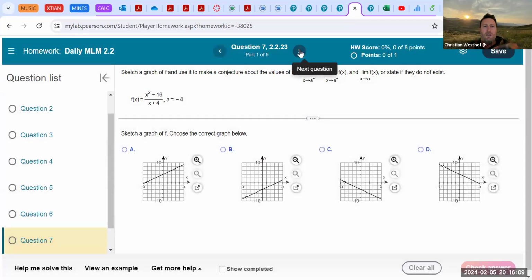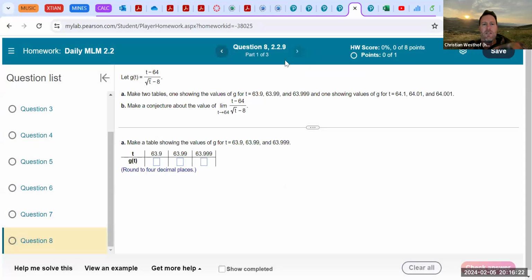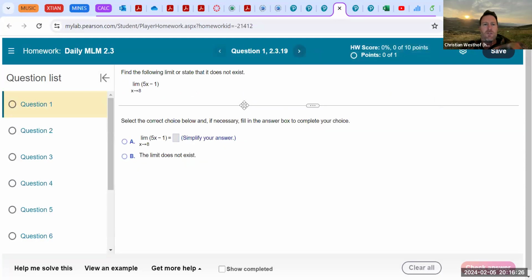Question 7, let's see, sketch a graph of f and use it to make a conjecture. You will not have to sketch any graphs. Let's see, you will need to take limits, but not sketch any graphs. Then let's see, you won't have to make a table like that. That's end of 2.2. 2.3, question 1, take a limit like this, you bet.